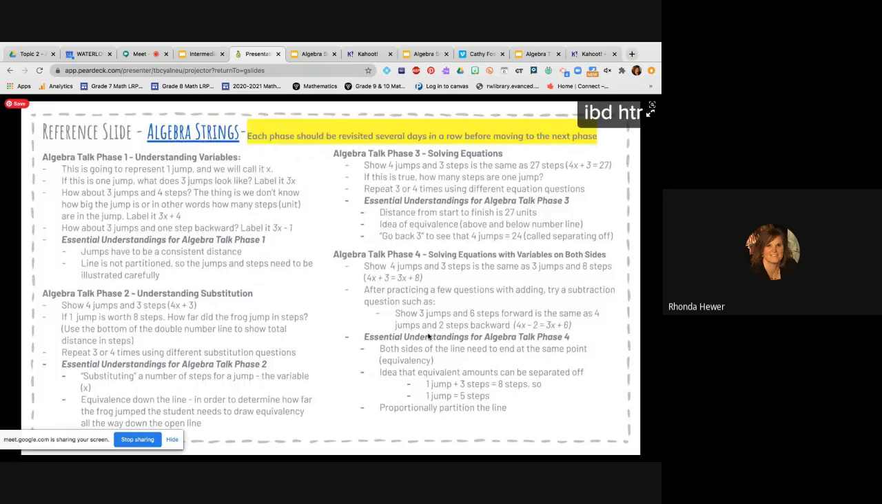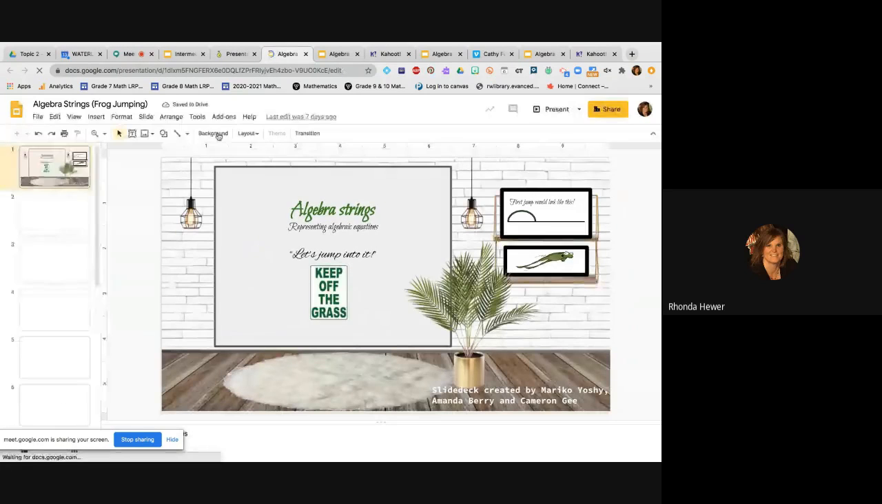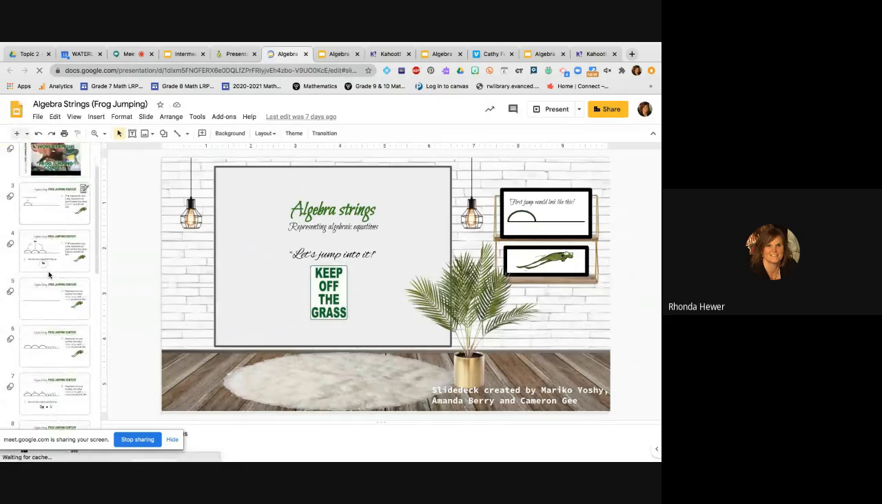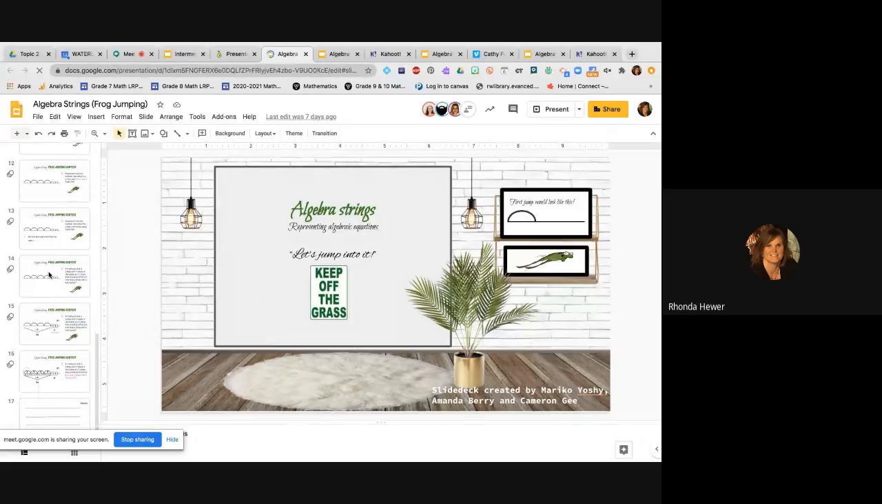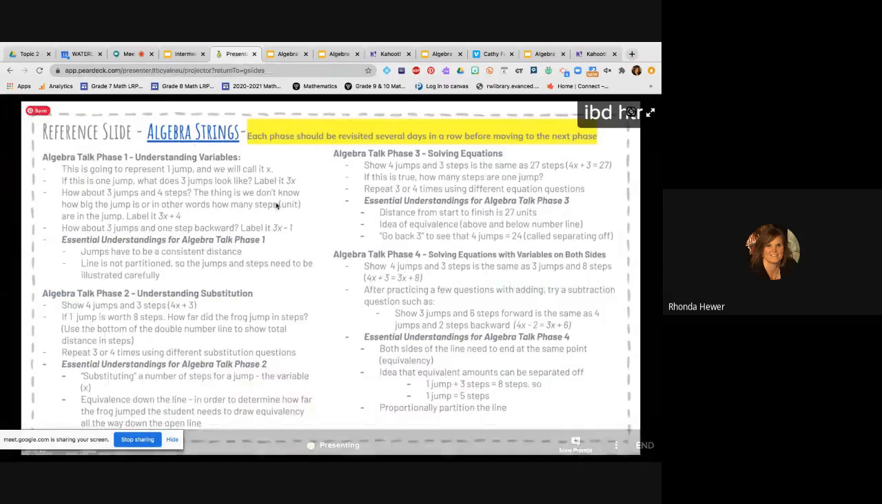So we will be posting this slide deck in the long range plans, so you'll have access to it there. And if you click on that algebra strings link up here, which I will do for you right now, it comes to this absolutely beautiful slide deck that's been created, and this was created for students to be able to reference moving forward. So once you've done this with students a couple times, you can somehow put this in your Google Classroom or wherever you're storing stuff for students.